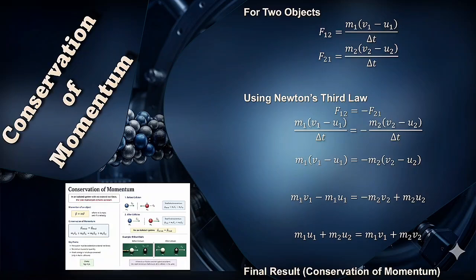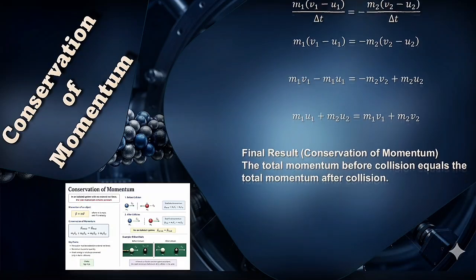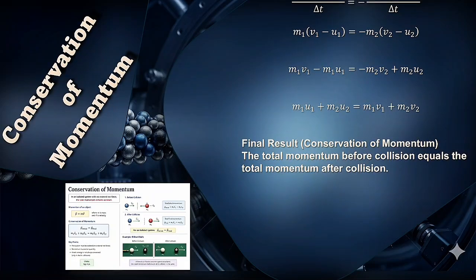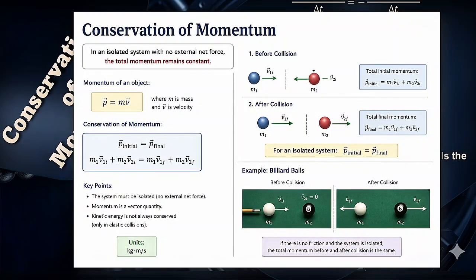And since the collision occurs over the exact same time interval for both objects, the time terms cancel out from both sides. By expanding the brackets and arranging the terms to separate the initial and final states, we arrive at our final conclusion. The total initial momentum before the collision equals the total final momentum after the collision. This clearly proves the law of conservation of momentum. And as you can see, this is an example of what we spoke about.